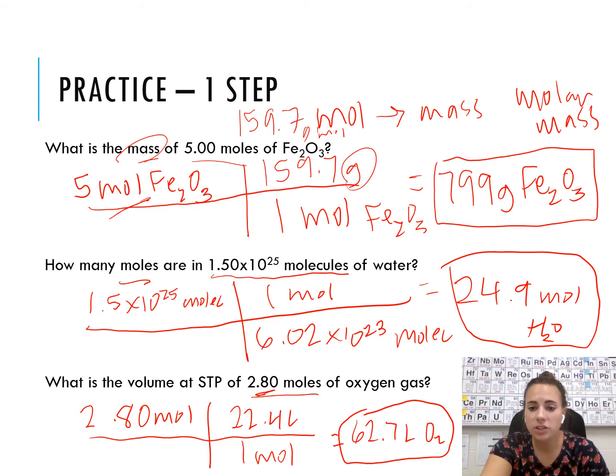So if I asked you to go measure out 2.8 moles of oxygen gas, I don't have a molimeter. I don't have a way to measure moles. But by converting it, you could absolutely go measure out 62.7 liters of oxygen gas. And that's where this mole comes in handy, because it allows us to calculate quantities that are actually measurable.